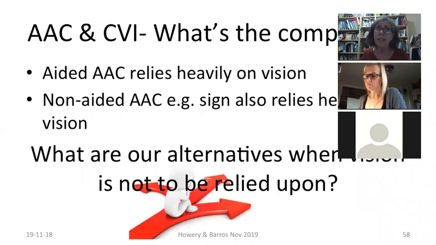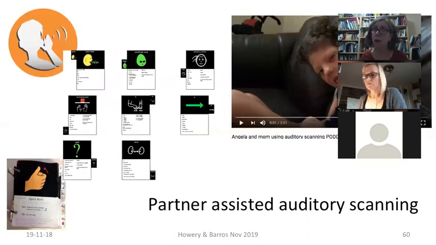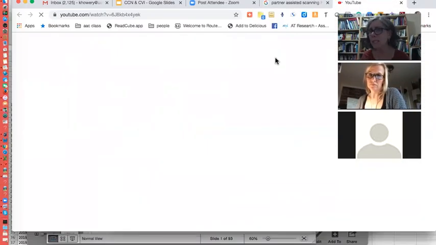The complexity is that most of our AAC systems rely heavily on vision. Even non-aided AAC, sign and gesture, relies heavily on vision. So we're going to end with just a couple of ideas of some alternatives. We've alluded to them already, but we're going to hit them again. One is partner-assisted auditory scanning. This is the PODD approach. When you're doing partner-assisted auditory scanning, what you're doing is going through an array of vocabulary. Well, I'm just going to show you. So bear with me. I know we're running late on time, but I think this will explain it better.